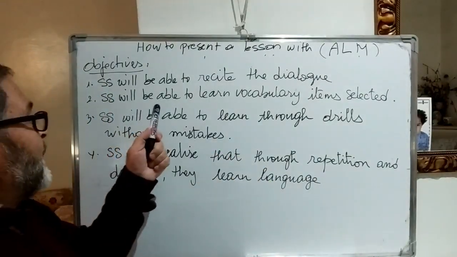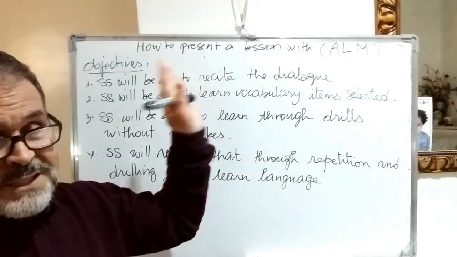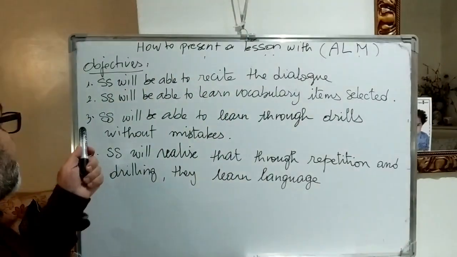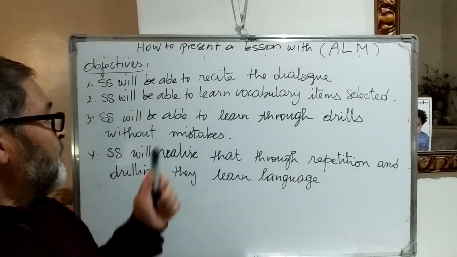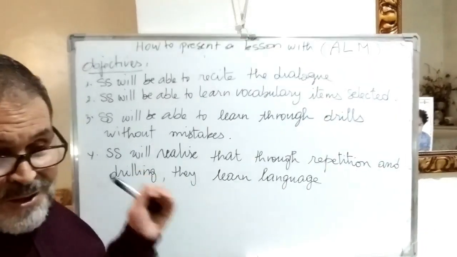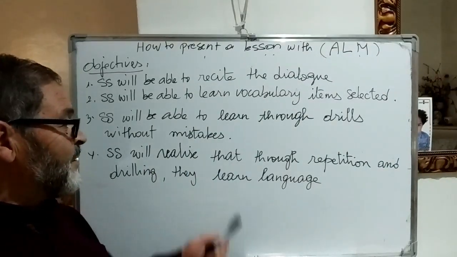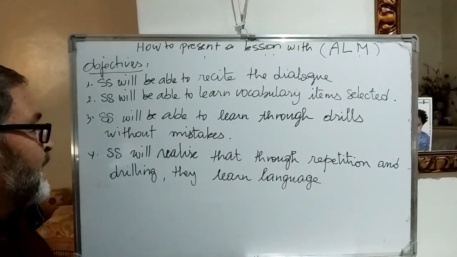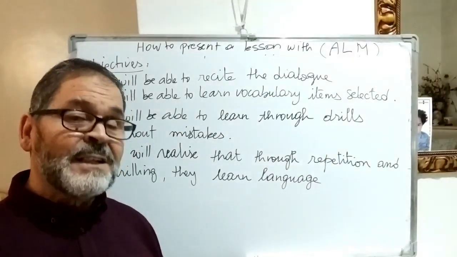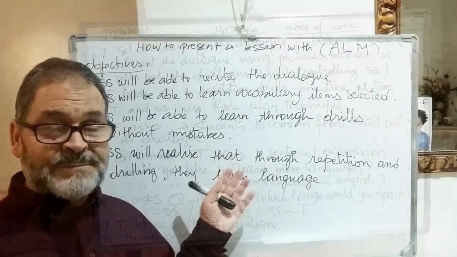Number 2, students will be able to learn vocabulary items selected. The 3 words that we have chosen, or we can learn more words. Number 3, students will be able to learn through drills without mistakes. No mistakes are allowed. And number 4, students will realize that through repetition and drilling, they learn language, they learn expressions, and they learn vocabulary items. So these are my objectives of the lesson.